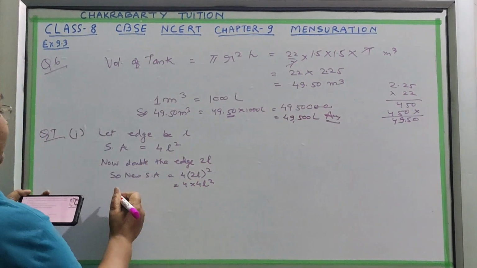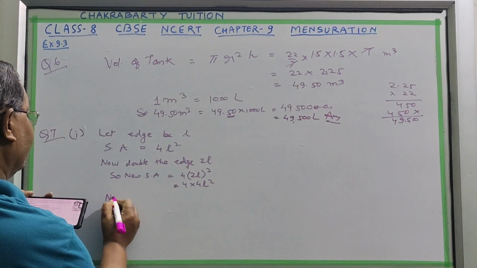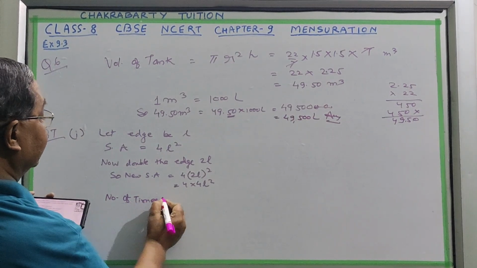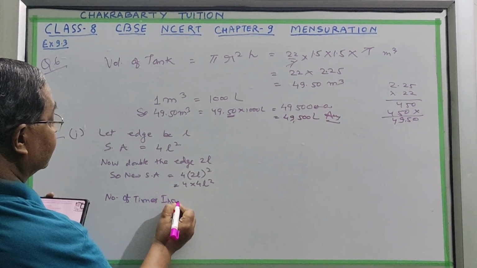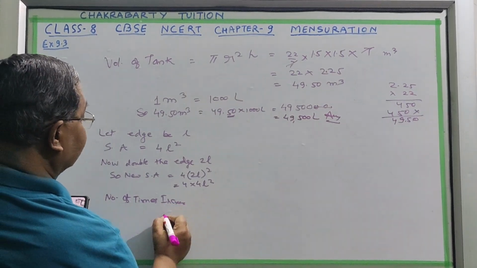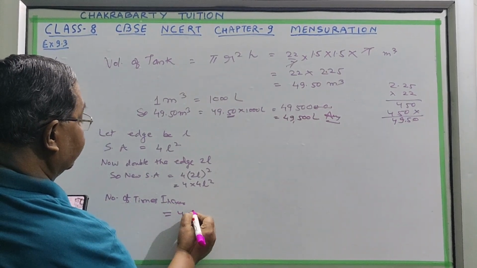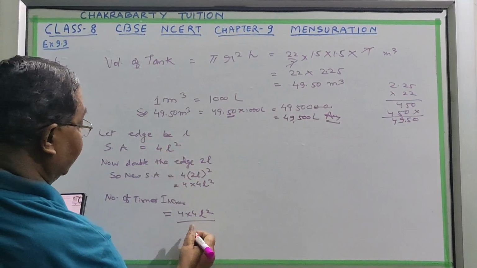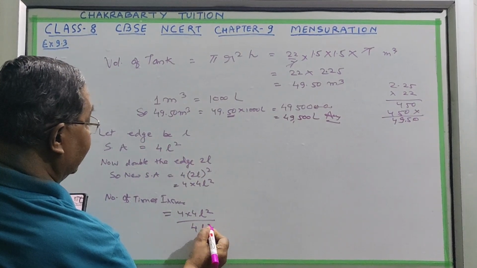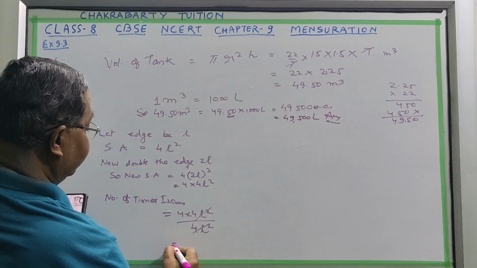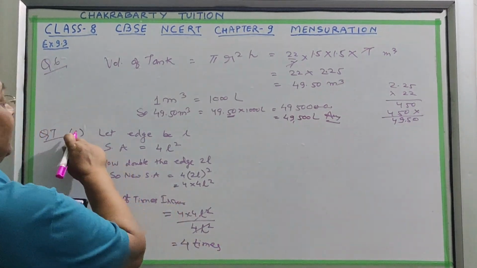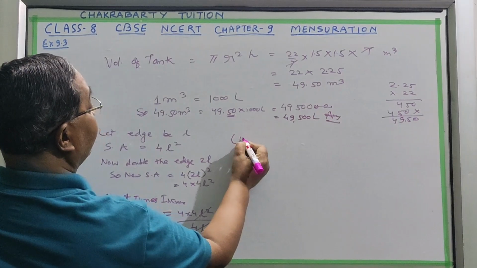So how many times? Number of times increase is equal to 4 into 4 L square upon the old, which was 4 L square. So it will cancel and 4 times will be the answer. 4 times will be your answer. Now it's the B part we are going to do.